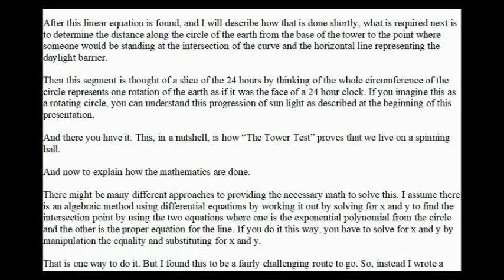After this linear equation is found, and I will describe how that is done shortly, what is required next is to determine the distance along the circle of the Earth from the base of the tower to the point where someone would be standing at the intersection of the curve and the horizontal line representing the light barrier. This segment is thought of as a slice of the 24 hours, by thinking of the whole circumference of the circle as representing one rotation of the Earth, as if it was the face of a 24-hour clock.